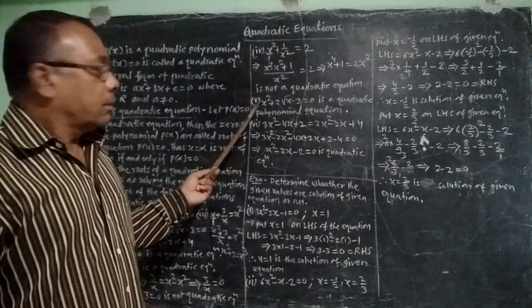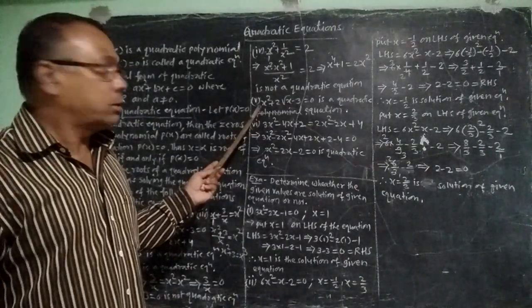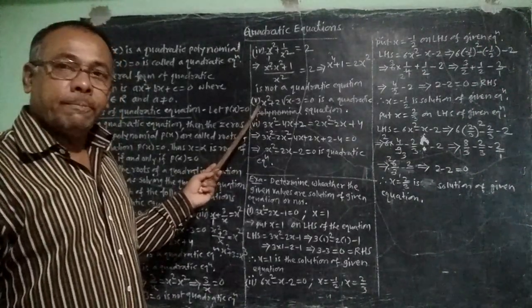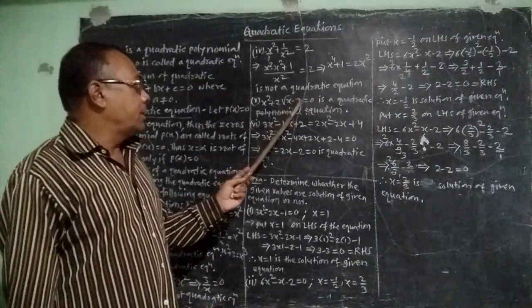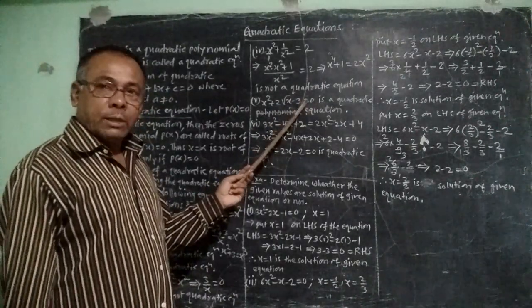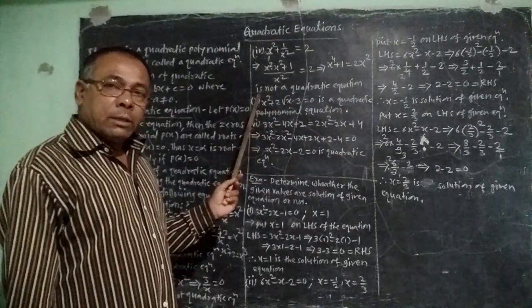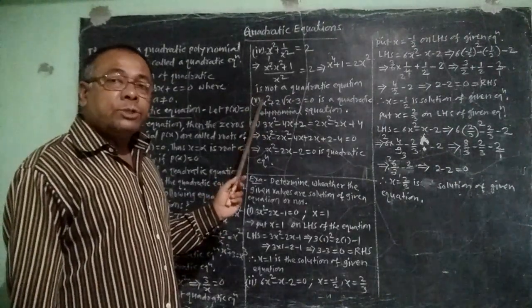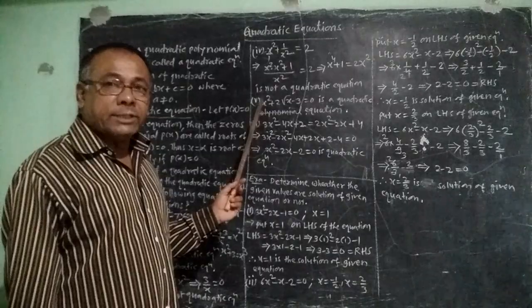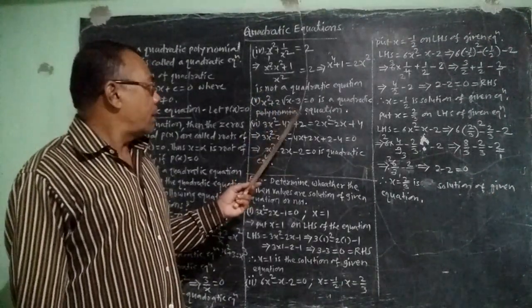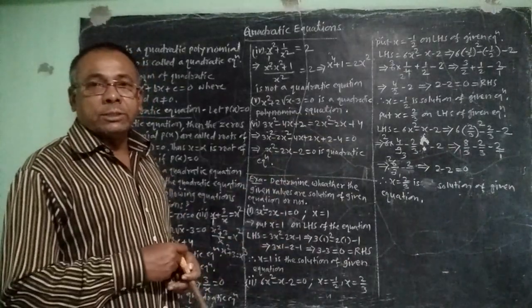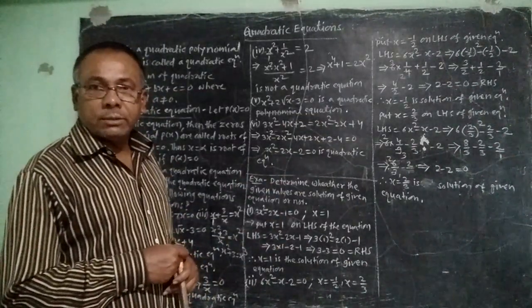Now if we observe the fifth equation, x square plus 2 root x minus 3 is equal to 0. It is like the general form of a quadratic equation, that is ax square plus bx plus c. So again the given equation is a quadratic equation.